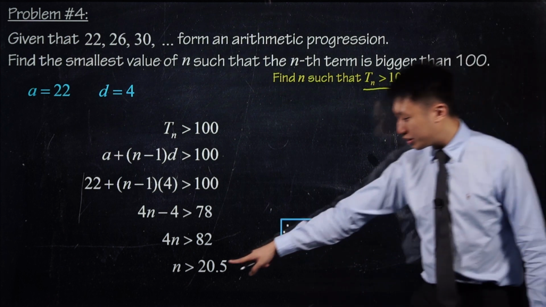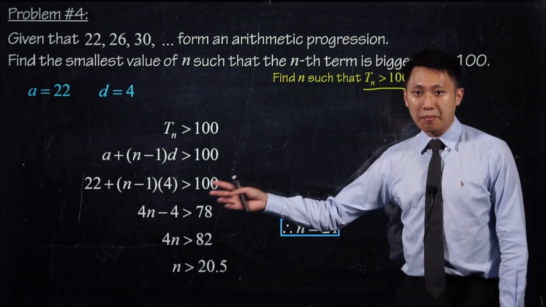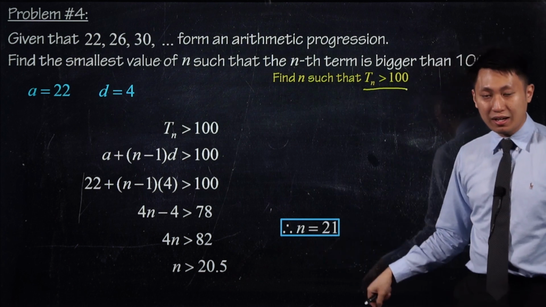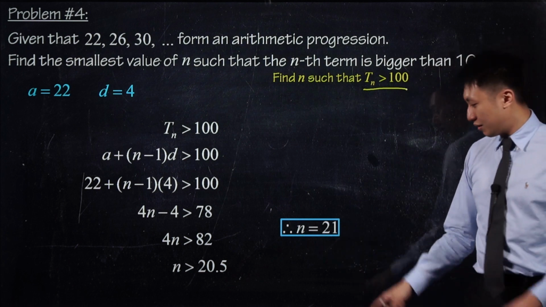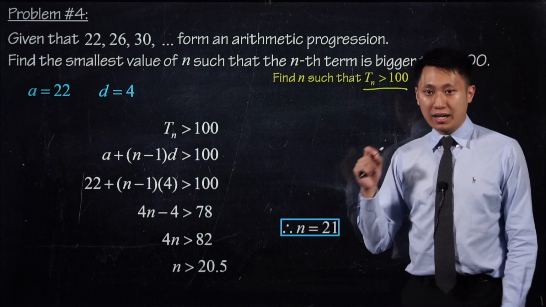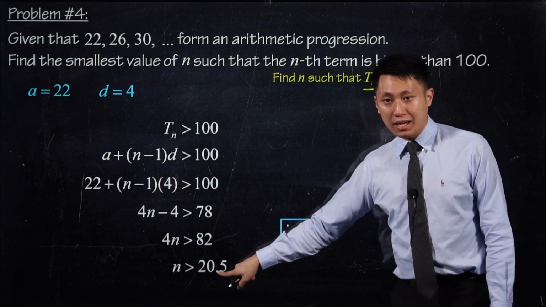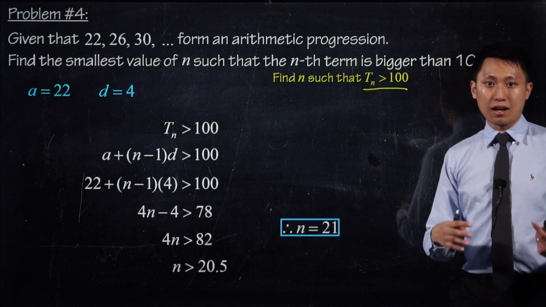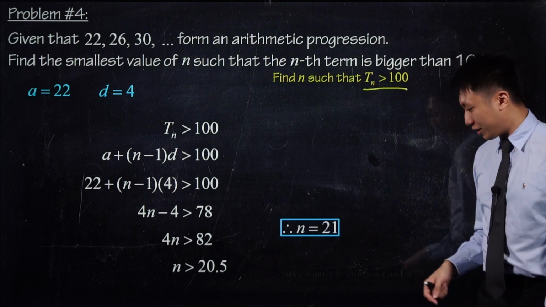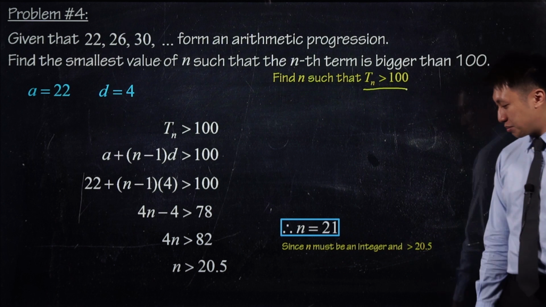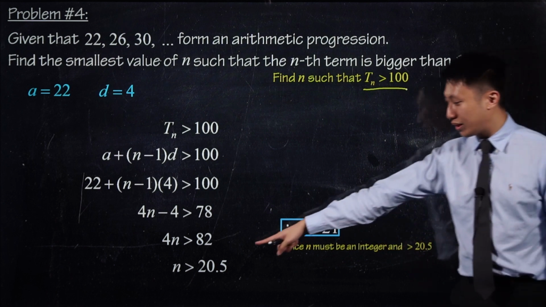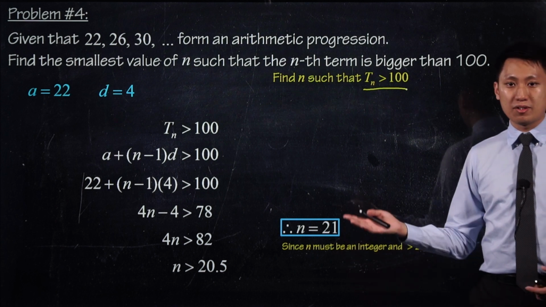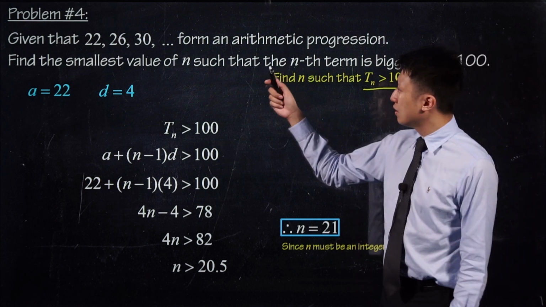It's not to say it's rounding up because it's 0.5. Even if it's 20.0001, it's still 21. Why? Because you want an integer that is bigger than this one. An integer, so a whole number there. Since n must be an integer and must be greater than 20.5, your choice must be 21. Cannot be 22, cannot be 23, because it is the smallest.